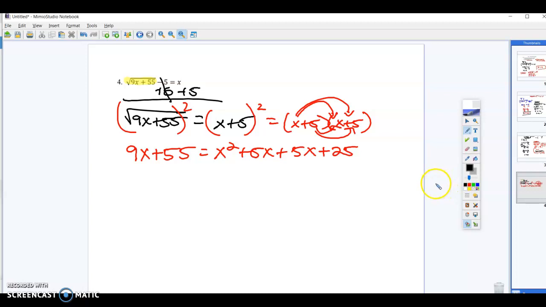This takes us up to our third step, and our third step is to solve. So what we're going to do is combine our like terms first. When I combine my like terms over here, I'm going to combine those two. That's going to give me x squared plus 10x plus 25.